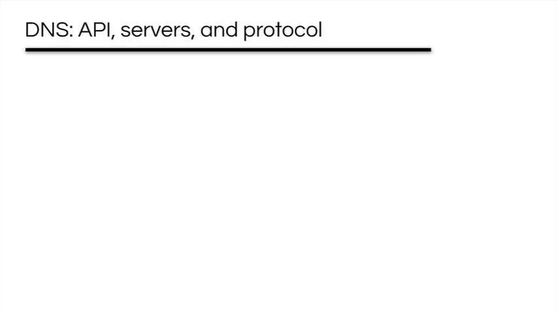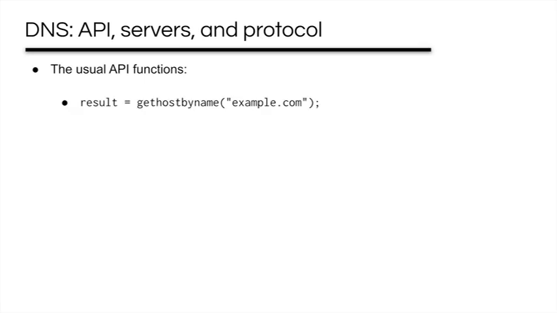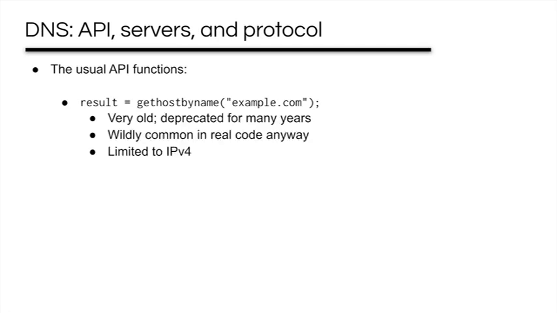All right, so the usual API functions are gethostbyname, which you just pass a domain name and you get a result back, which you can use to get the address. This is really old. It's been deprecated for many years, I think maybe almost 20 years. It's super common in real code anyway. Its big drawback, and the reason that it's been deprecated for so long, is that it only supports IPv4. It doesn't support IPv6.